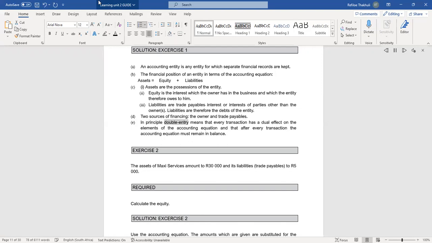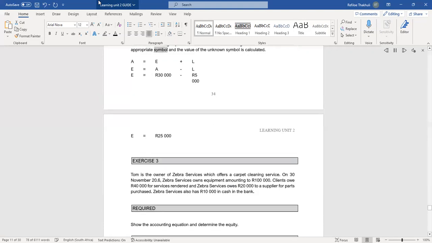In principle, double entry means that every transaction has a dual effect on the elements of the accounting equation and that after every transaction the accounting equation must remain in balance. Exercise 2. The assets of Maxi Services amount to R30,000 and its liabilities, trade payables, to R50,000. Required: calculate the equity. Solution, Exercise 2. Use the accounting equation. The amounts which are given are substituted for the appropriate symbol and the value of the unknown symbol is calculated.